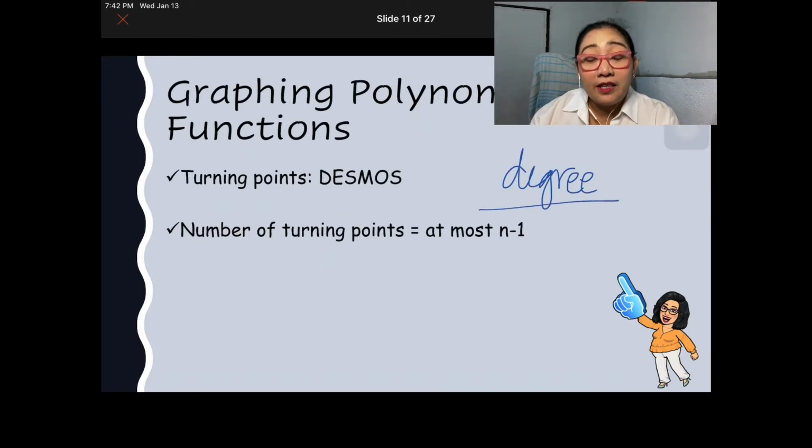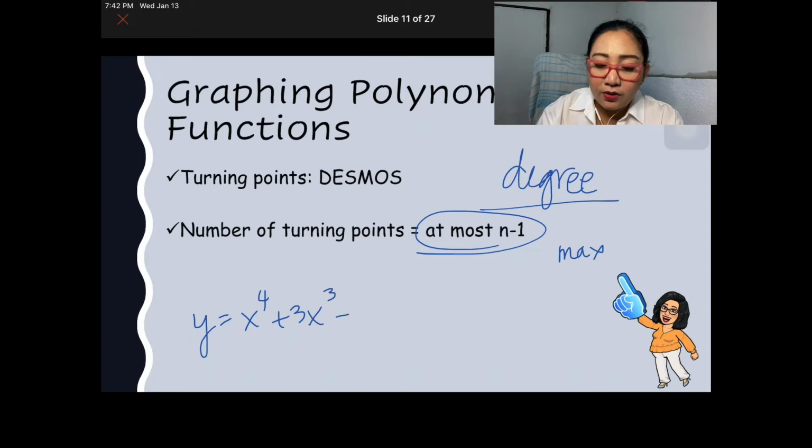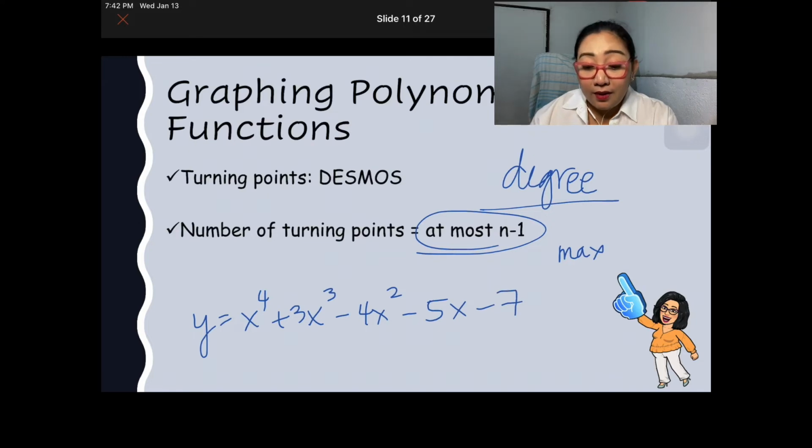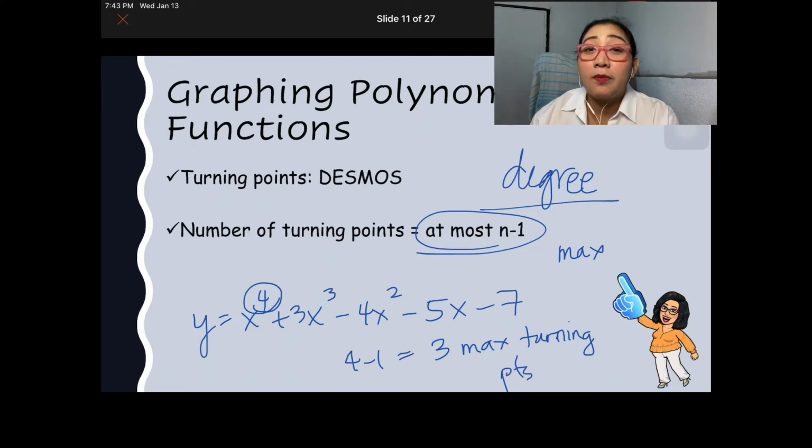So, kapag nalaman natin ang degree ng ating polynomial, we will just subtract 1 from that degree at yan na po ang ating maximum turning points. Okay? So, halimbawa, meron akong y is equal to x to the 4th plus 3x cubed minus 4x squared minus 5x minus 7. Okay, mahaba-haba. I-check natin yung degree. It is degree 4. So, minus 1. You can be sure that this graph will have a maximum of 3 turning points. Or 3 beses maximum na magbabago yung direksyon.